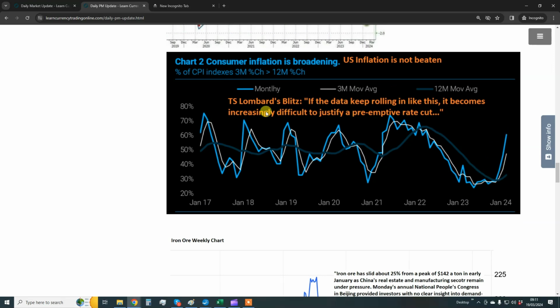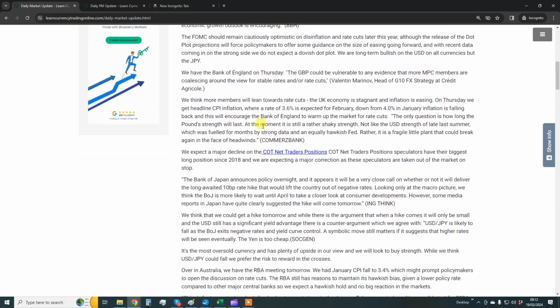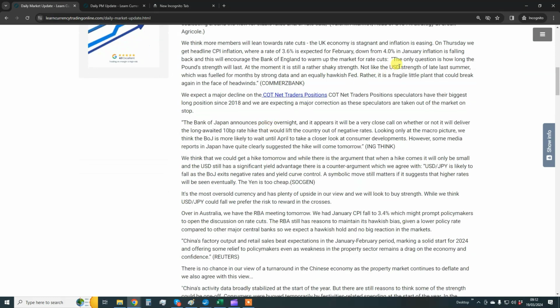Okay, Lombard's Blitz says if the data keeps rolling in like this, it becomes increasingly difficult to justify a preemptive rate cut, i.e. a cut in June for the Fed. I just think market focus on August for the Bank of England and June for the Fed doesn't add up to us.